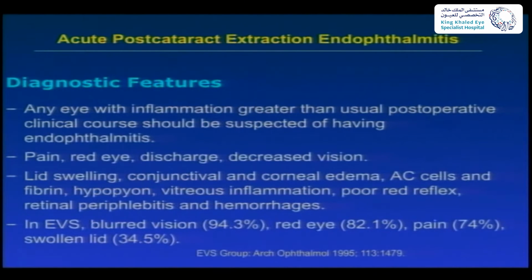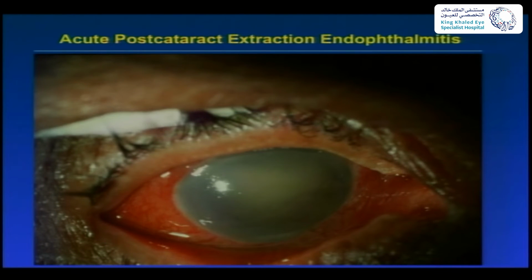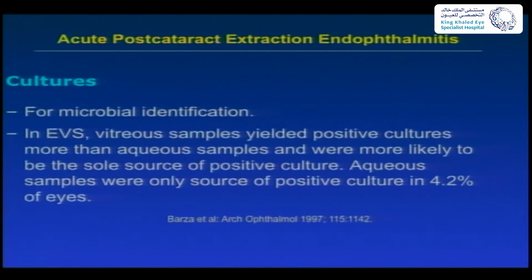So if you are faced with a case, we can clinically suspect the diagnosis because the patient has pain, reduced vision, and on examination, hypopyon and fibrinous reaction. If you have access to the fundus, retinal vasculitis is a common feature. The Endophthalmitis Vitrectomy Study showed that blurred vision was present in 94% of the cases, red eye 82%, pain in 74%, and swollen lid in 34%. This is an example of a case of post-cataract endophthalmitis.